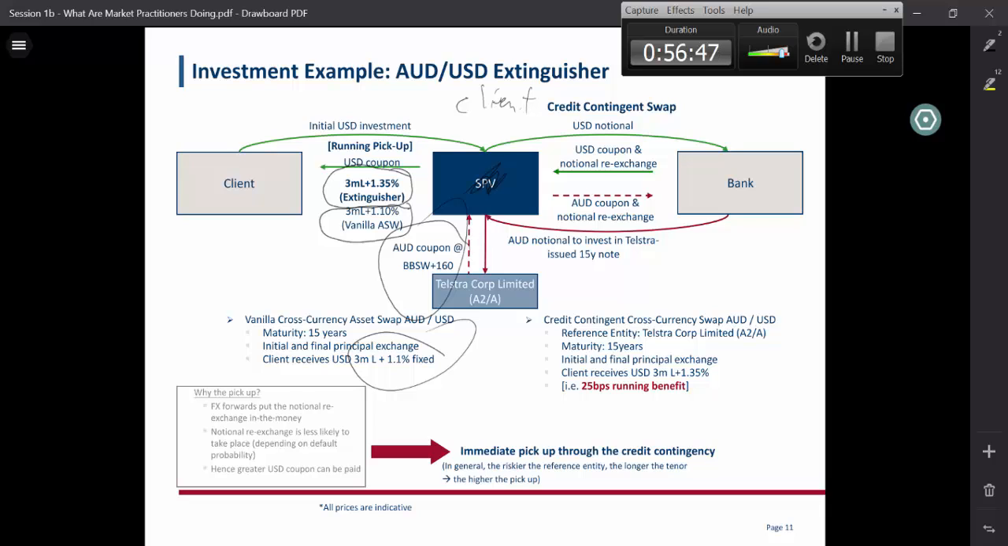First of all, I like to think psychologically. Now, why would the client? It's worth analyzing this in more detail. Why would the client be happy to do that? The client is happy, I think, for two reasons. Reason one is they get an extra 25 basis points. Reason number two, they consider the possibility of Telstra going bankrupt to be so unlikely, rightly or wrongly, that they are quite happy to take that risk.